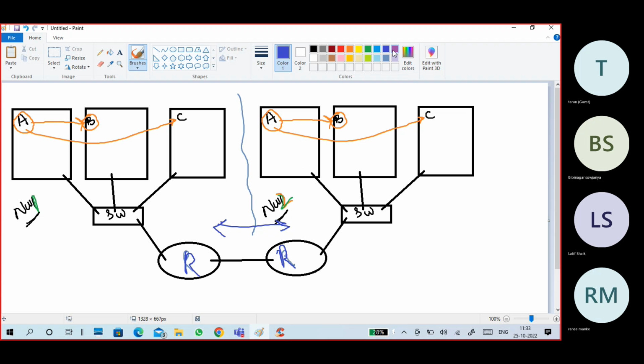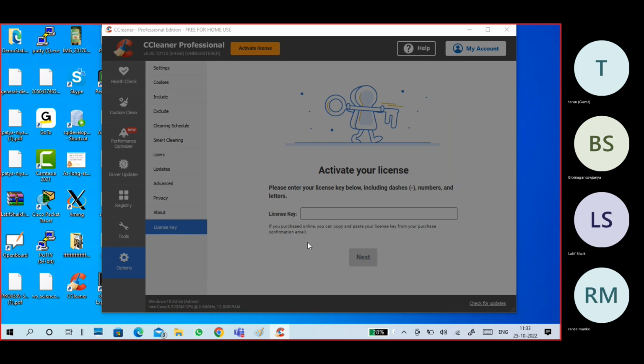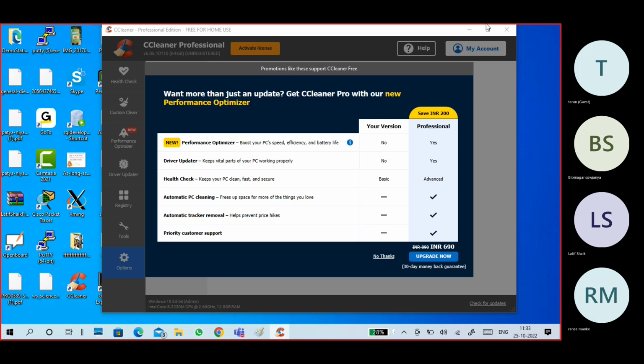Communication between different networks. For example, this PC wants to communicate with another PC like this. They are able to communicate with each other. So that is called internetworking. For example, I am sitting in one network.